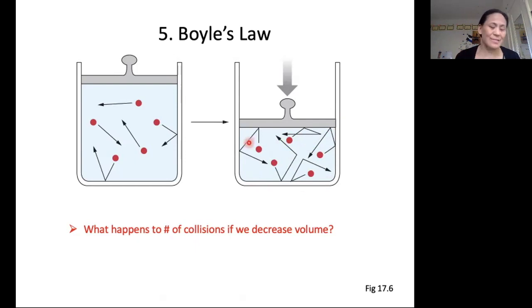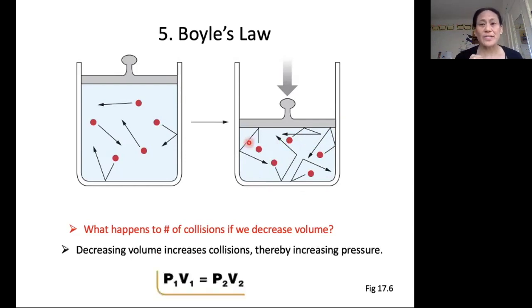So what that means is that pressure is going to increase, because remember that pressure is basically a reflection of how many collisions we have between the molecules with themselves and between the molecules and their container. Okay, so basically we have this inverse relationship between volume and pressure. As we increase volume, pressure goes down. As we decrease volume, pressure goes up. And that can be expressed mathematically using this equation, P1V1 equals P2V2.